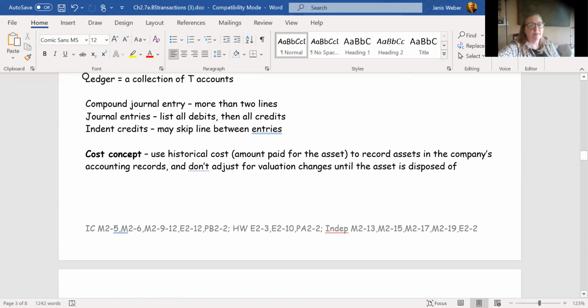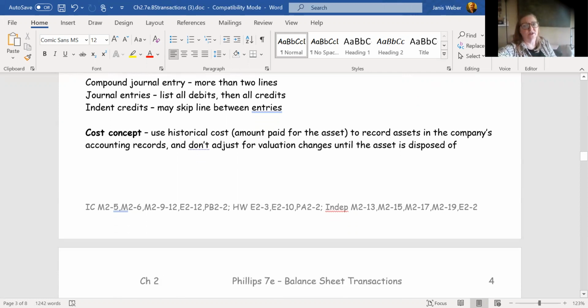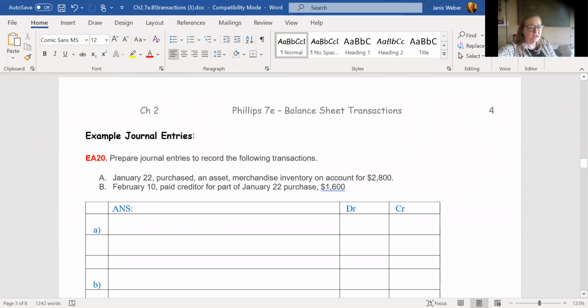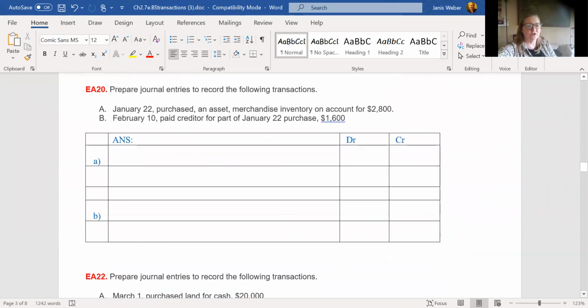Then here's a concept that we are adding this time, the cost concept. We use historical cost, the amount paid for the asset, rather than changing the valuation on most assets. There's a few cases where we have to adjust the value to current values, but it's very rare in accounting. We normally use historical cost to record asset values. And even if the value changes many, many times over the years, that historical cost remains as what is kept on the balance sheet.